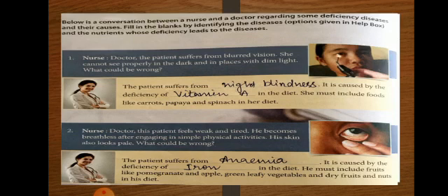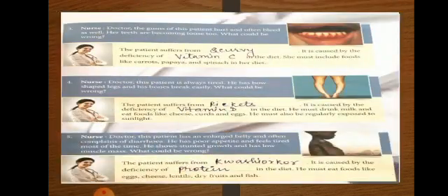And how is it caused? It is caused by the deficiency of iron in the diet. So the person must include fruits like pomegranate, apple, green leafy vegetables and dry fruits and nuts in the diet. Next case, the gums of this patient hurt and often bleed. So bleeding of gums, that patient is suffering from scurvy, and it is caused by the deficiency of vitamin C. So what should she take? She must include food like carrot, papaya and spinach.